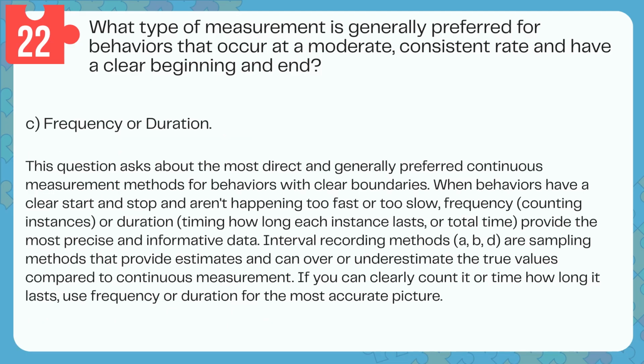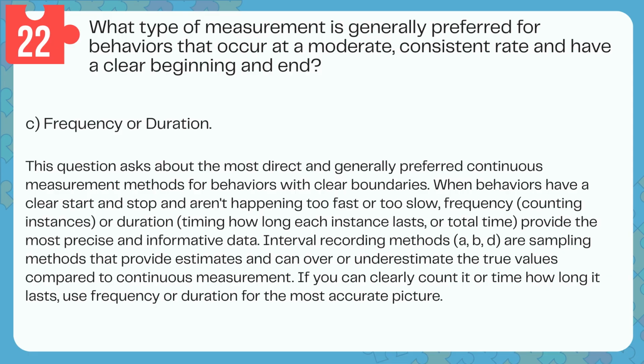Answer C. Frequency or duration. Explanation. This question asks about the most direct and generally preferred continuous measurement methods for behaviors with clear boundaries. When behaviors have a clear start and stop and aren't happening too fast or too slow, frequency, counting instances, or duration, timing how long each instance lasts, or total time, provide the most precise and informative data.